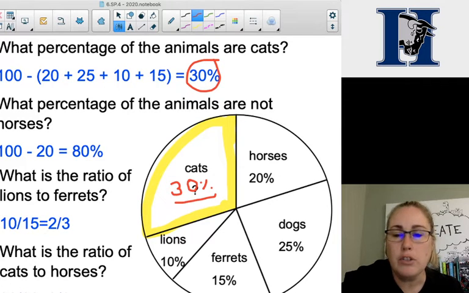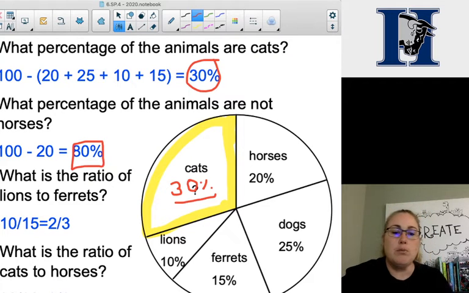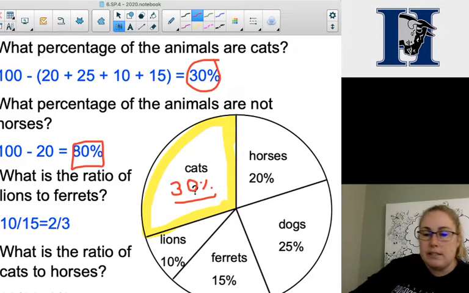Again, the entire circle is 100%, so we are getting rid of just this one piece. So we have 100% minus 20%, which gives us 80%. Hopefully that's crystal clear. Next, what is the ratio of lions to ferrets?